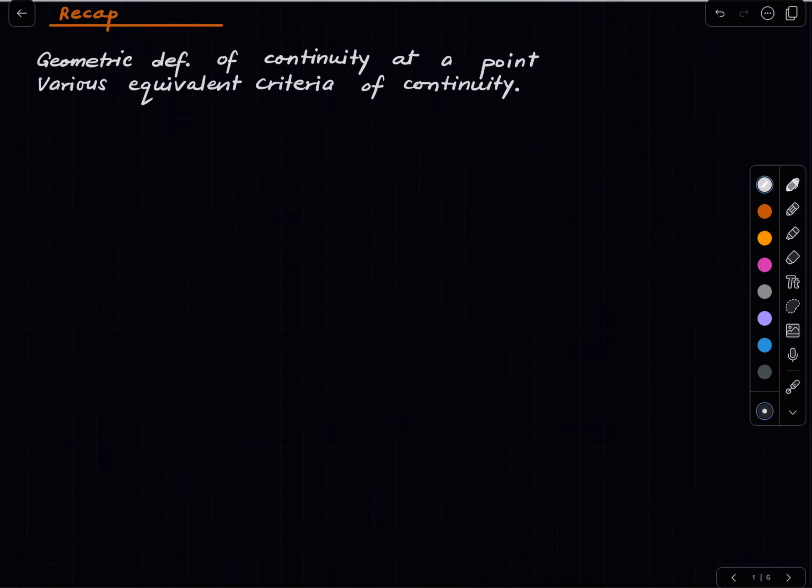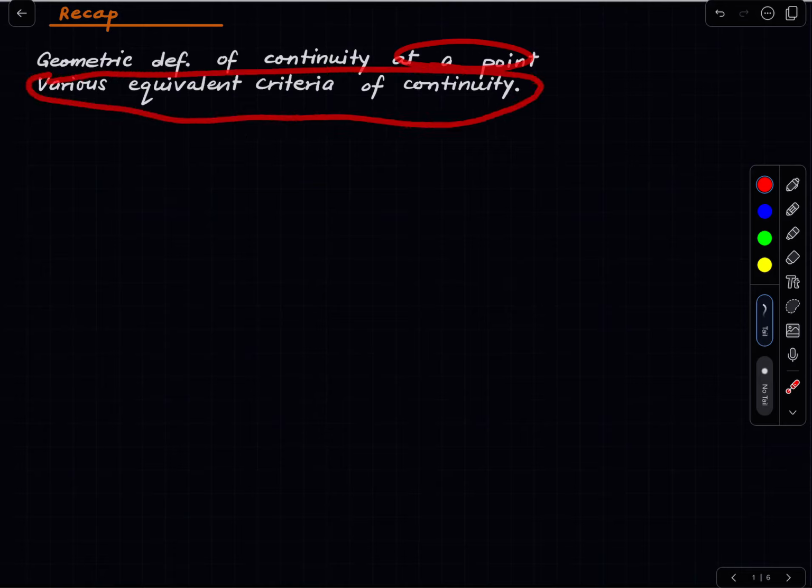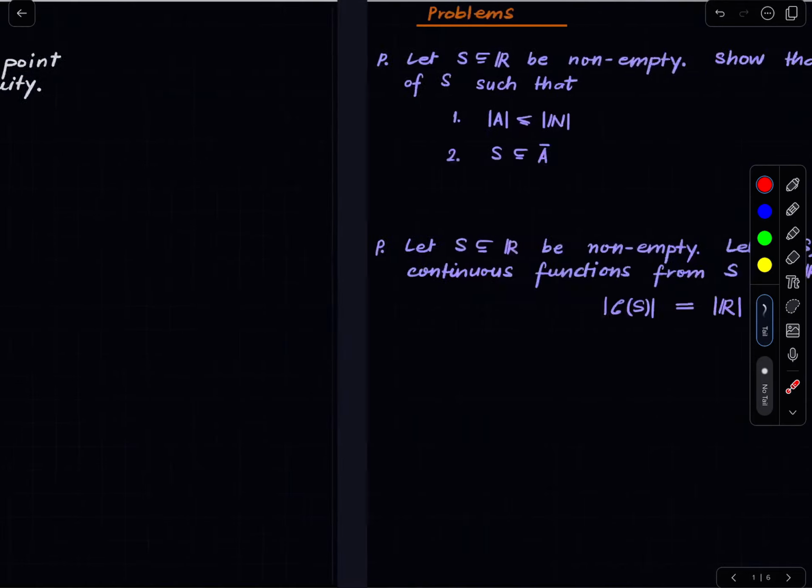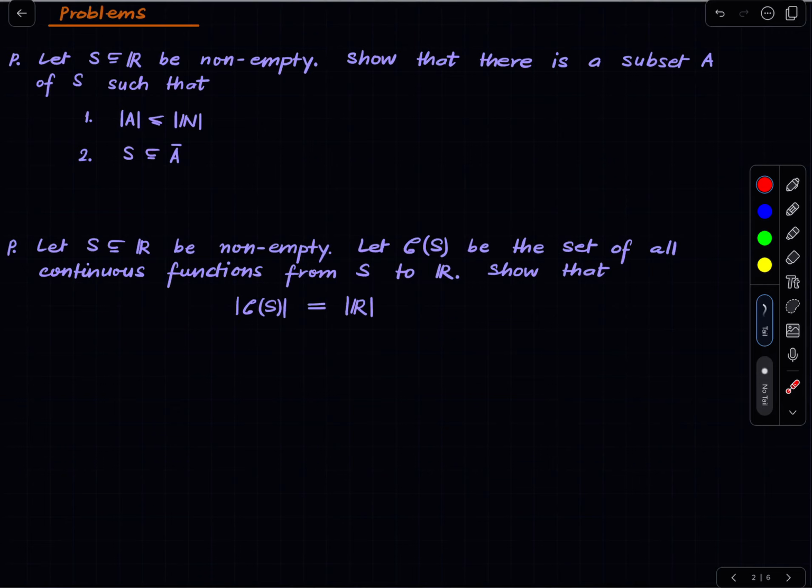In this lecture, we will discuss one-sided continuity, and it will be a very short lecture. All we need to know is the geometric definition of continuity at a point that we discussed, and we also saw various equivalent criteria. Okay, so let's move on. Here are two problems for practice, and now let us get started.